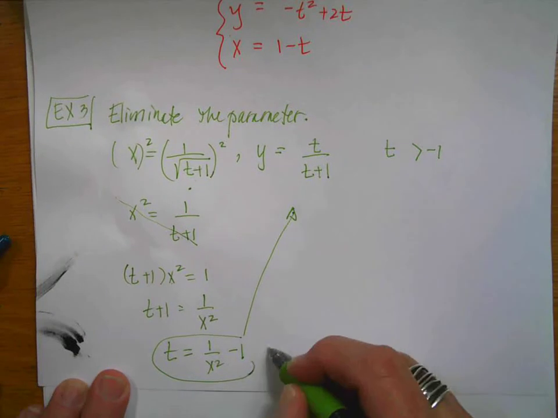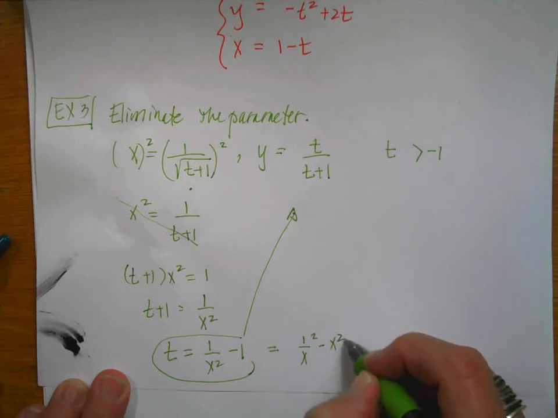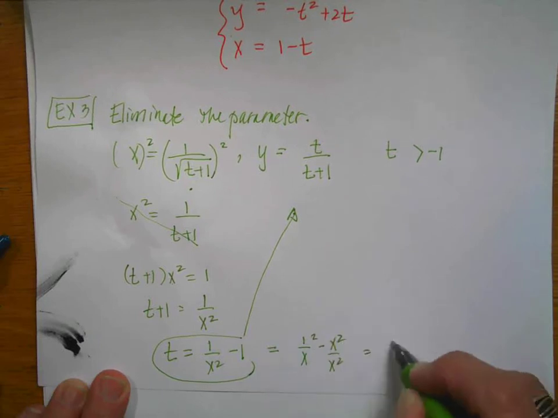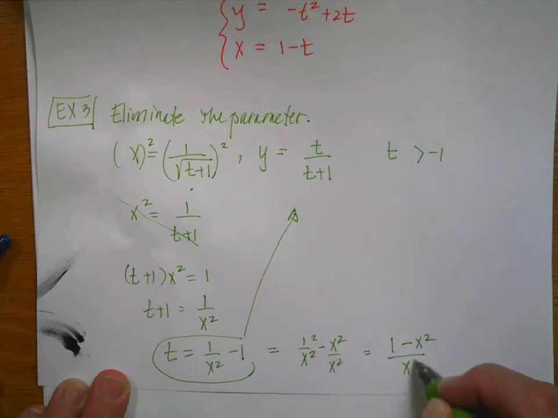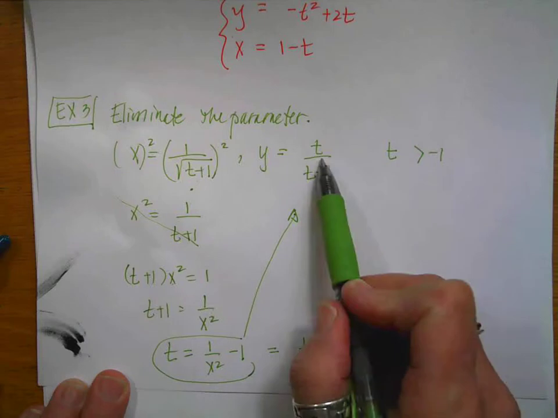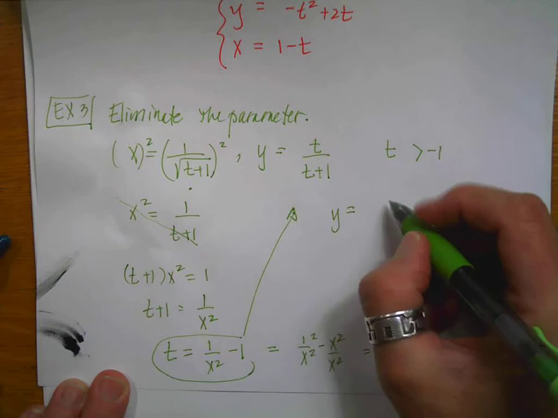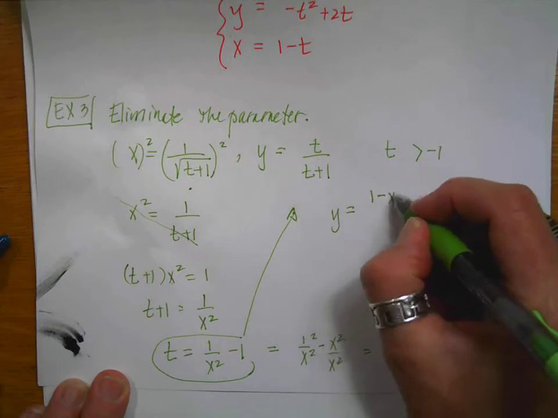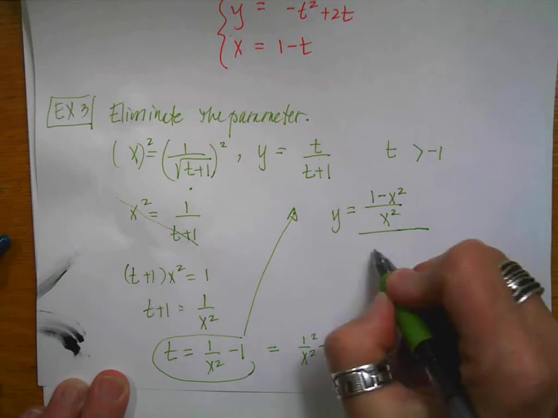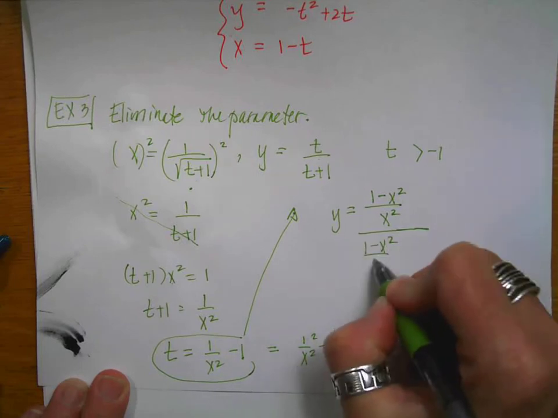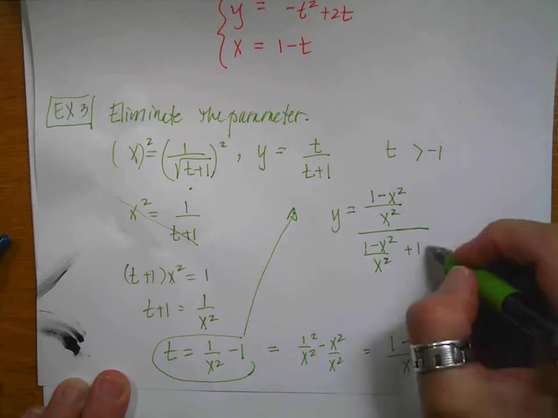Now I'm going to take this, and I'm going to substitute it into this equation. But because I have a fraction over a fraction, I'm actually going to rewrite my time as 1 over x squared minus x squared over x squared, and I'm going to get (1 minus x squared) over x squared. This will be easier to substitute into here. So now when I do my y, I'm going to get time, which is (1 minus x squared) over x squared, over, and then I have (1 minus x squared) over x squared plus 1.